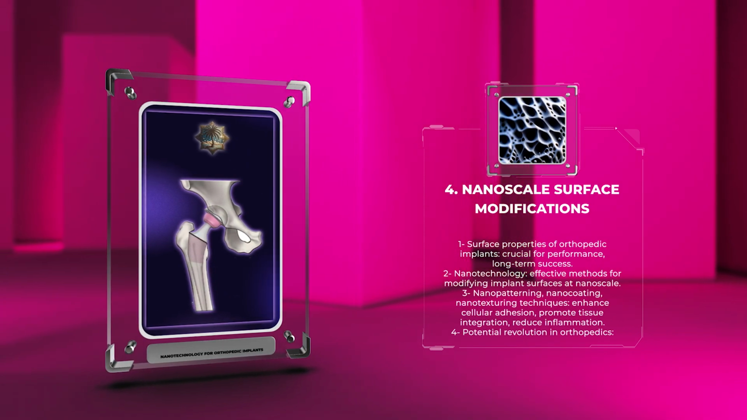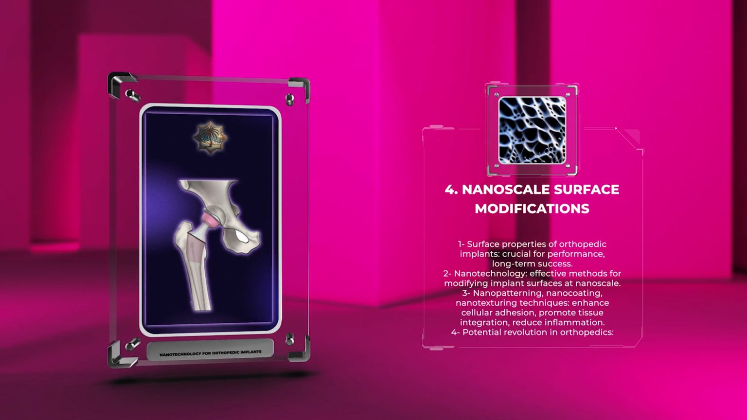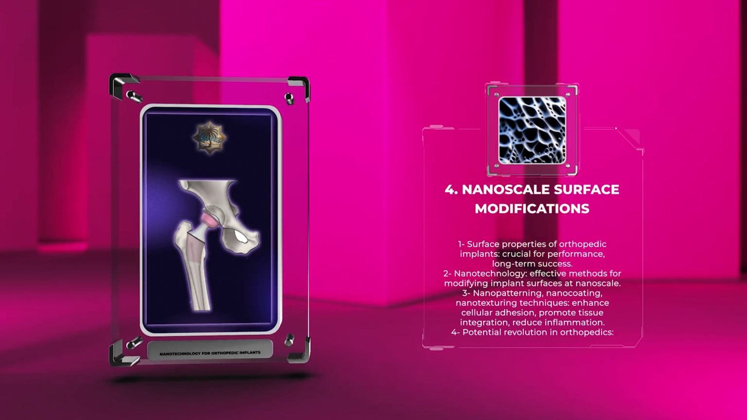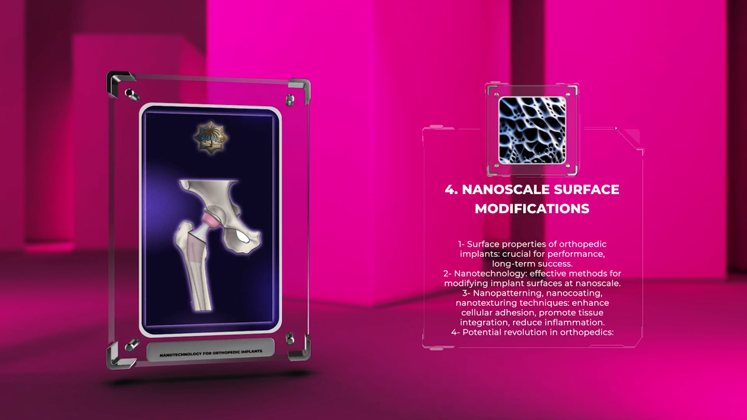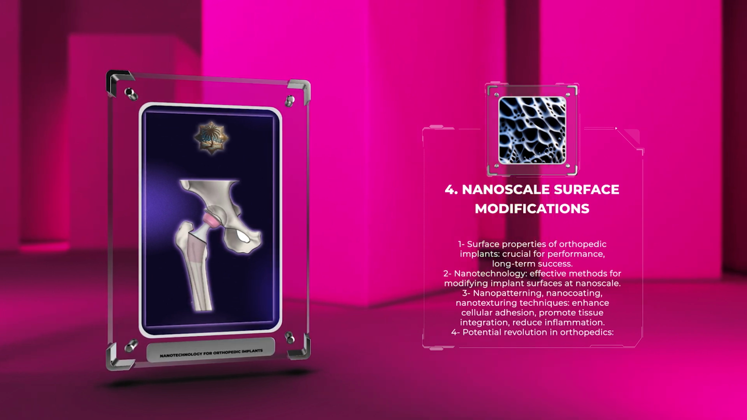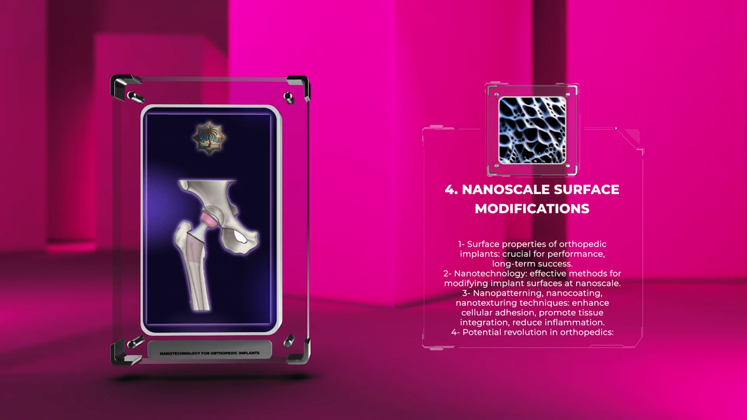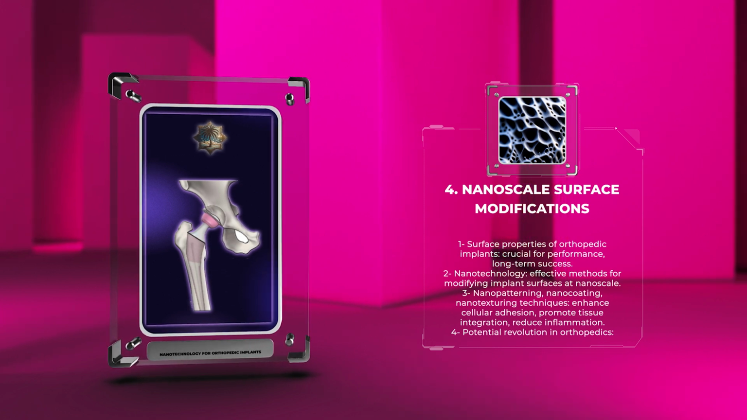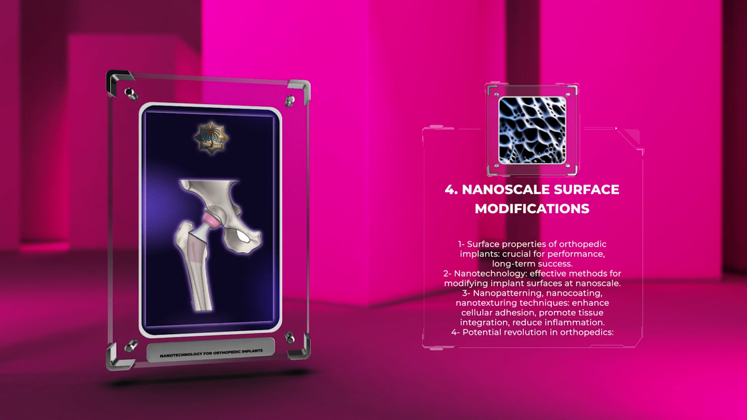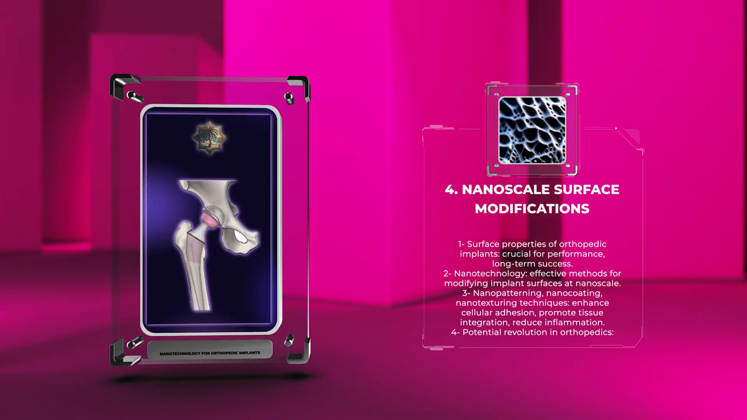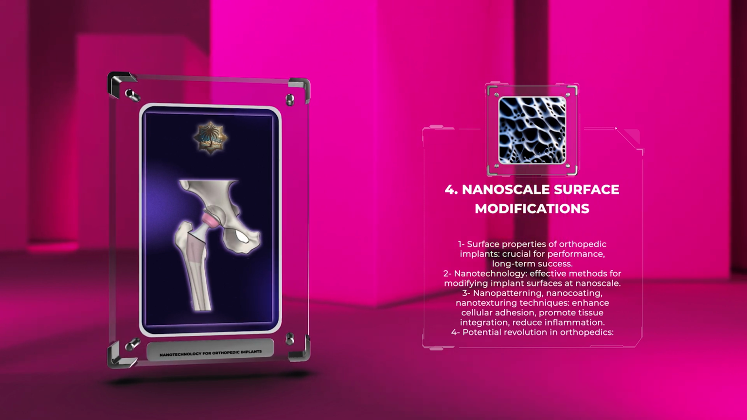The surface properties of orthopedic implants play a crucial role in determining their performance and long-term success. Nanotechnology offers effective methods for modifying implant surfaces at the nanoscale to improve biocompatibility, reduce bacterial adherence, and promote tissue integration. Techniques such as nanopatterning, nanocoating, and nanotexturing have shown promising results in enhancing cellular adhesion, promoting osteogenic differentiation, and reducing inflammation. These nanoscale surface modifications have the potential to revolutionize the field of orthopedics by significantly improving implant integration and patient outcomes.